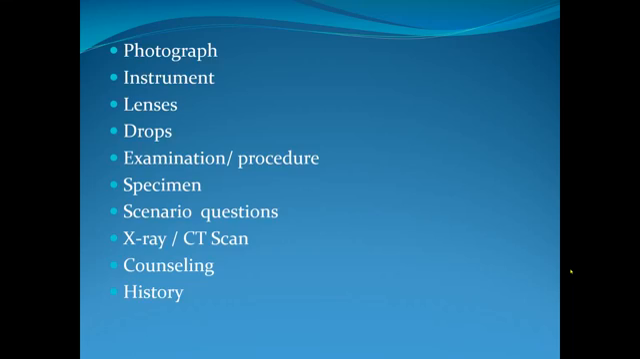Now the syllabus of OSPE in ophthalmology. There are some photographs, and in the photograph you identify the condition, then there are some questions. In each station there are 4 questions. Instrument-related questions: the lenses, convex lens, concave lens; some drops like atropine drop, local anesthetic agent, which we'll discuss in the next slide. Examination procedure, specimen, some scenario questions, some X-ray, some CT scan, counseling, and history.